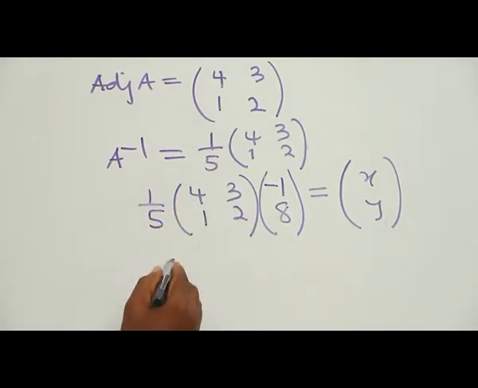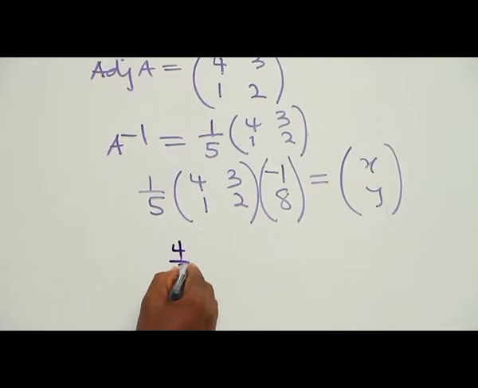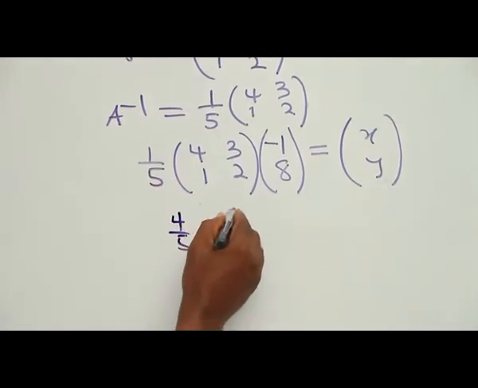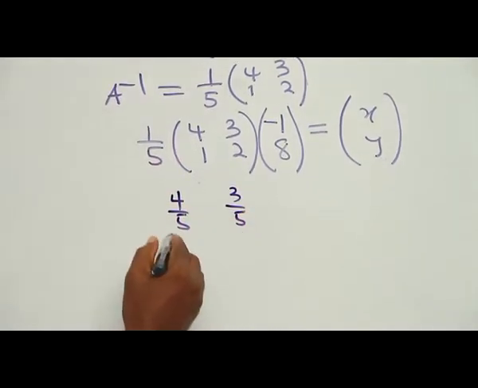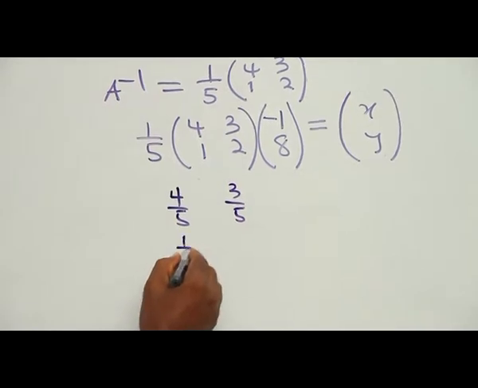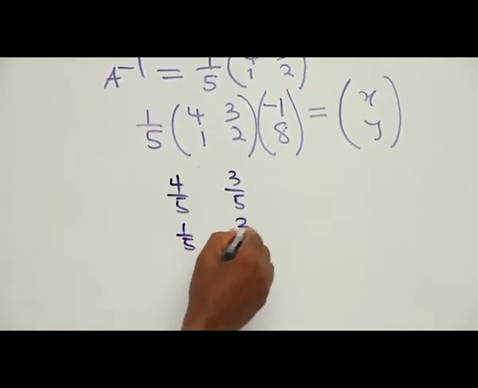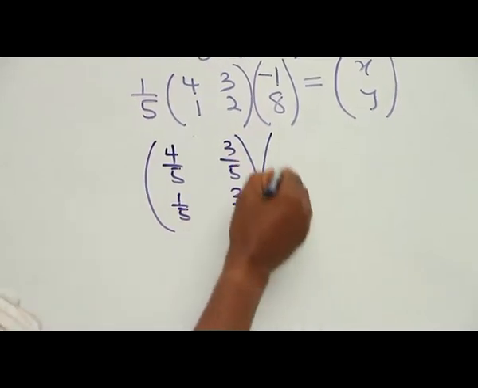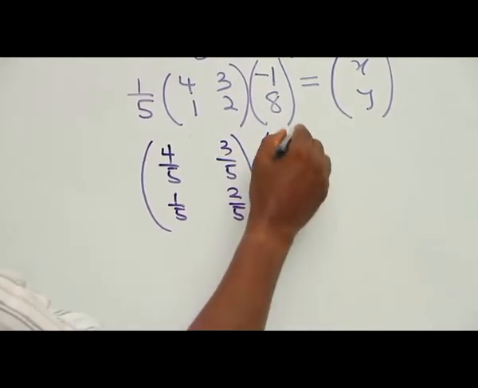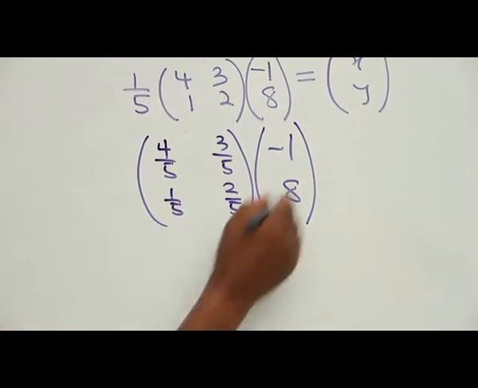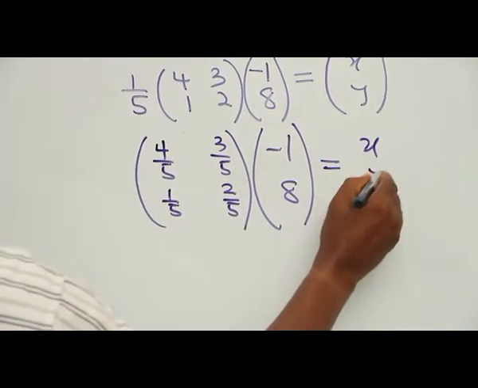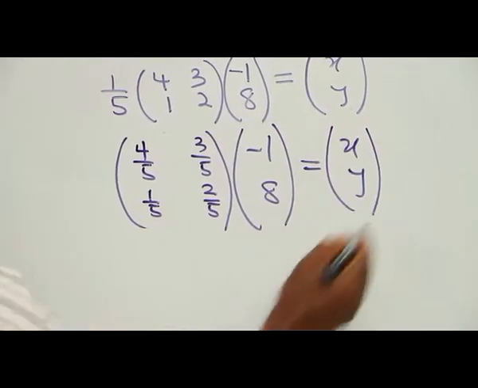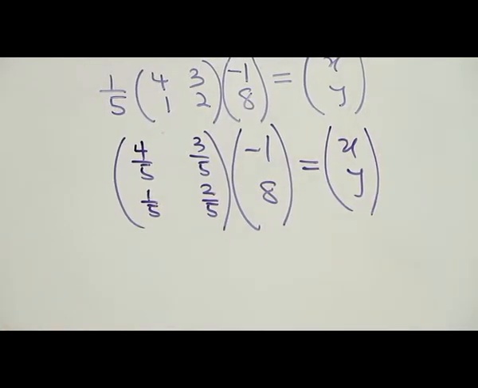1 over 5 times 4 is 4 over 5, and then this is 3 all over 5, and then this is 1 all over 5, 2 all over 5. And this will also multiply the column matrix B. The result you will get will be equal to S and then Y, also in column matrix form.